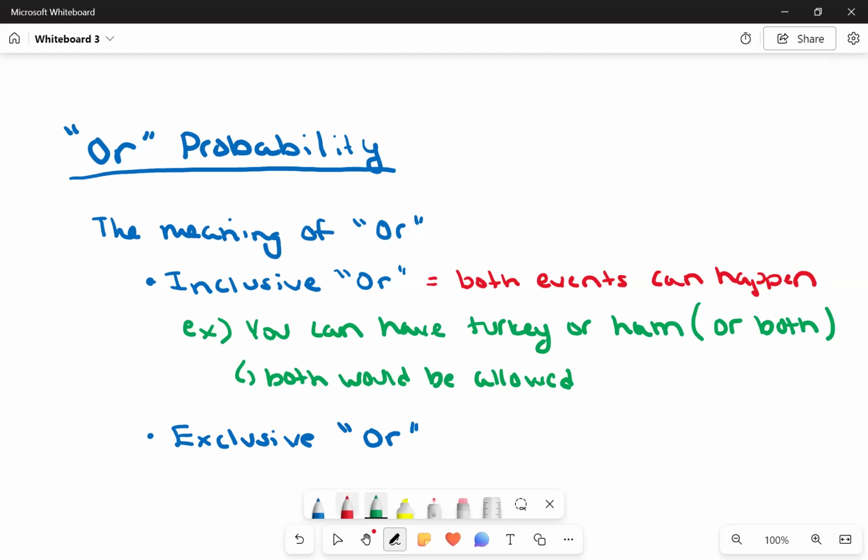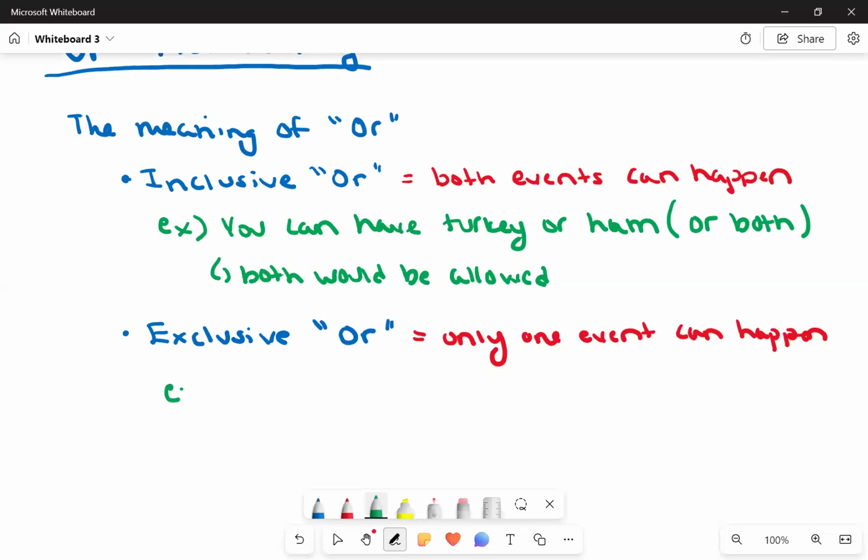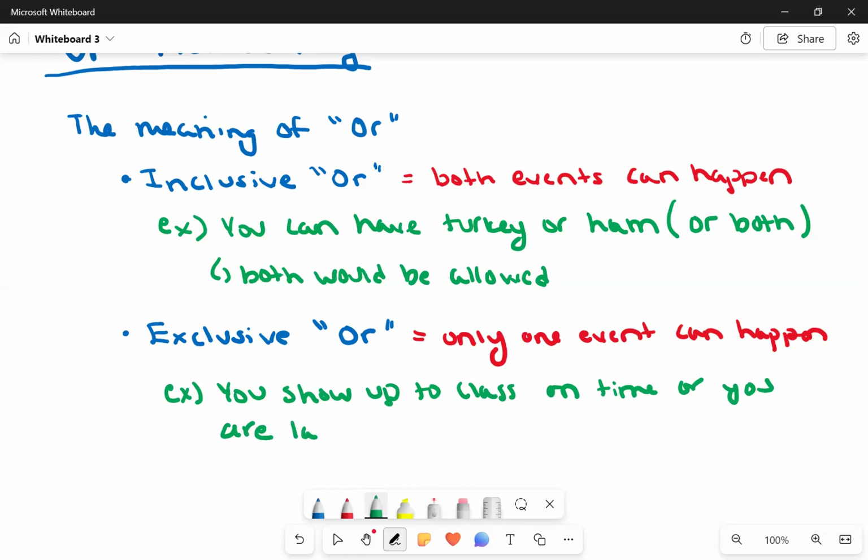All right. Exclusive or is when only one event can happen. Okay, so here, an example of this would be: you show up to class on time or you are late. That's an exclusive or. The idea is it has to be one or the other in this circumstance. You either do show up on time or you're going to be late. In this case, they can't both happen. You can't both be on time and late. That doesn't work.